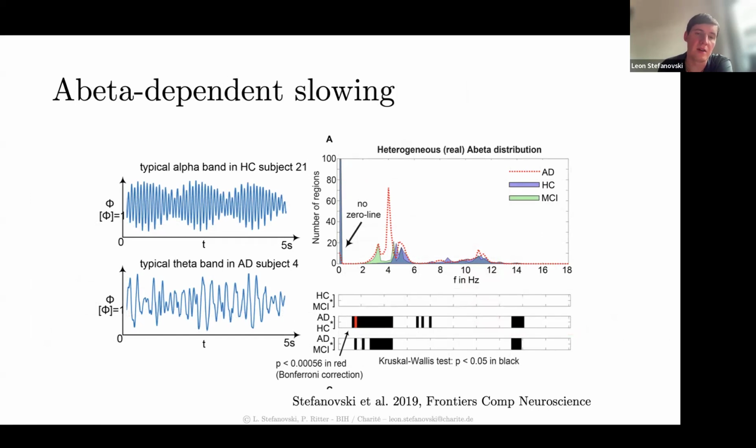So we saw particularly a shift from alpha activity, so physiological EEG activity, to pathological theta and delta activity, a pathological slowing. Interestingly, at first this sounds a bit contradictory to the increased excitation, but it actually made a lot of sense, and it is also what we see in actual patients. And the slowing only happened in Alzheimer's disease patients, not in controls, and also not much in mild cognitive impairment.